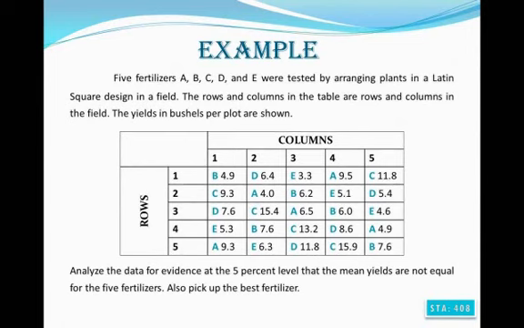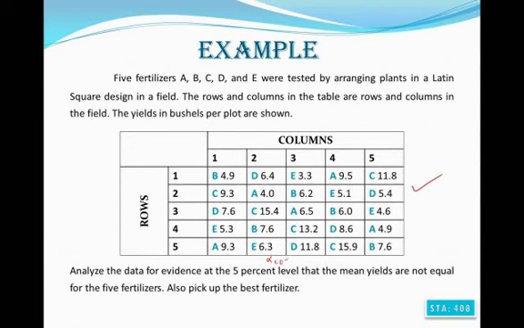The rows and the columns in the table are rows and columns in the field, and yields in bushels per plot are shown. Columns are 5, rows are 5, treatments are 5. The Latin square design is shown in the table. This is your Latin square design. Analyze the data for evidence at 5% level.